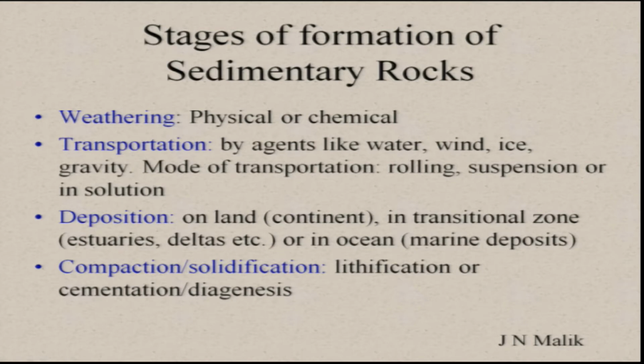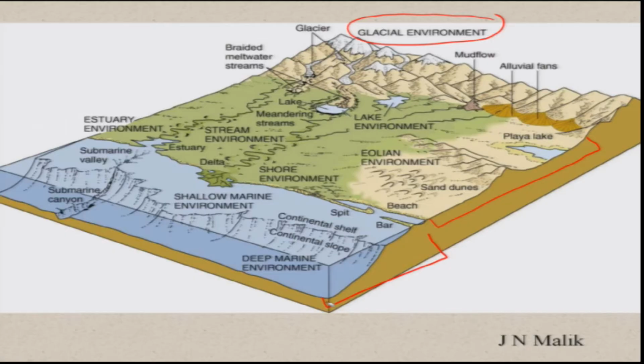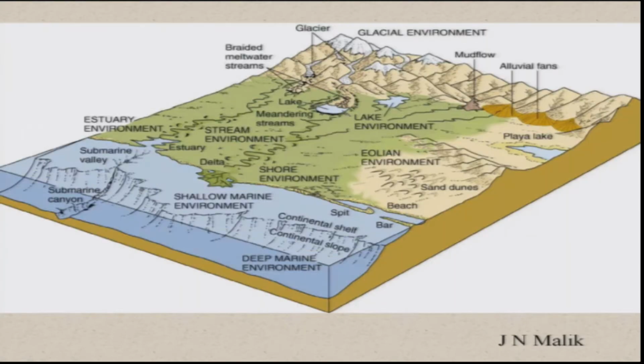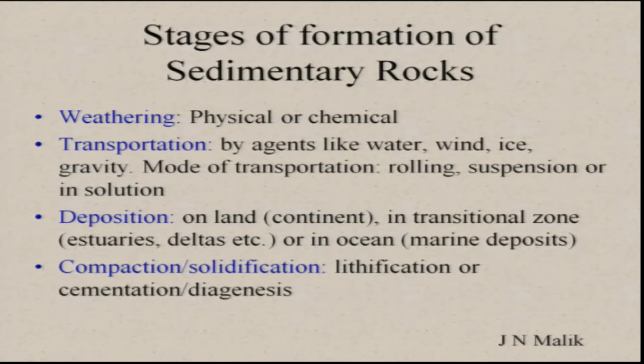Then deposition will take place on land, that is the continent, in transitional zones, estuaries and deltas, or in the ocean, mainly as marine deposits. If you look at this figure, you will be able to understand what we see. From here we have the erosion, and then we have transportation through this. Of course, the deposition will take place over here, that is in the marine environment. And then finally, we have solidification, what we call lithification, cementation, and diagenesis. Diagenesis is the alteration of one mineral to another mineral.